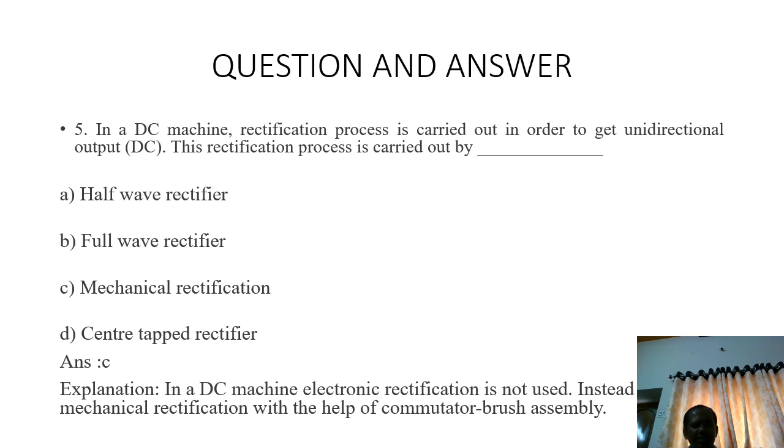Actually in DC machines electronic rectification is not used. Instead, mechanical rectification is used with the help of the commutator brush assembly. The function of the commutator is to convert AC to DC. So here the answer is clearly explained.